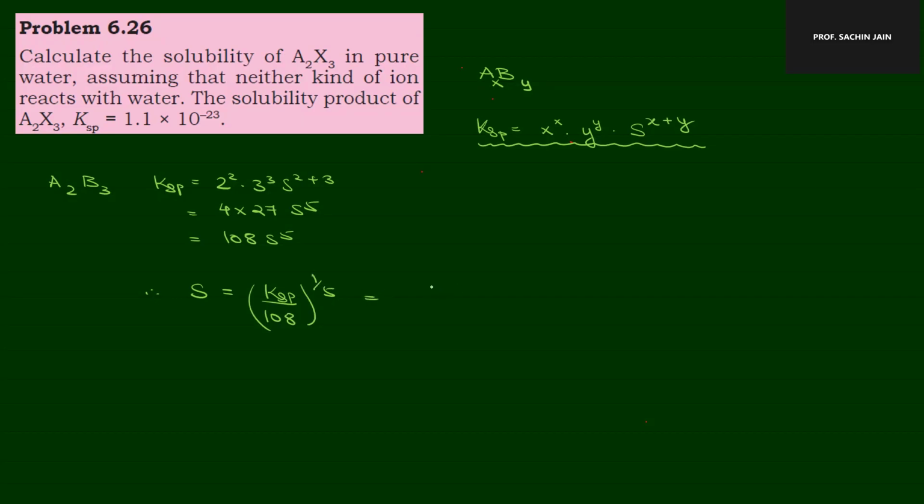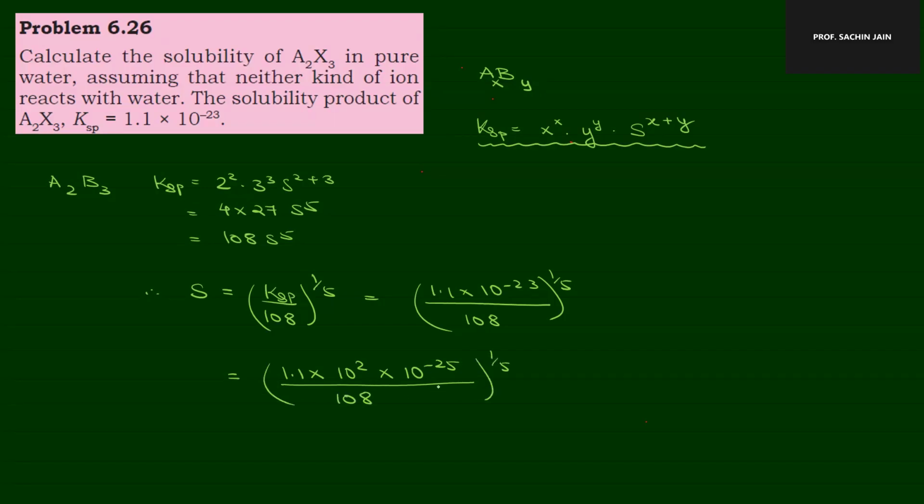अब सॉल्व करने के लिए ना 1.1 into 10 raised to minus 23 upon 108, the whole raised to 1/5. अब फिफ्थ रूट जो फाइंड करना है उसके लिए दिस 10 का पावर शुड बी अ मल्टीपल ऑफ 5. तो आपको क्या करना है, उसको 5 के मल्टीपल में कन्वर्ट करना है. I can say 10 raised to 2 into 10 raised to minus 25 over here and divide by 108. This is an important step. 10 का जो भी पावर है वो उस रूट का मल्टीपल होना चाहिए.